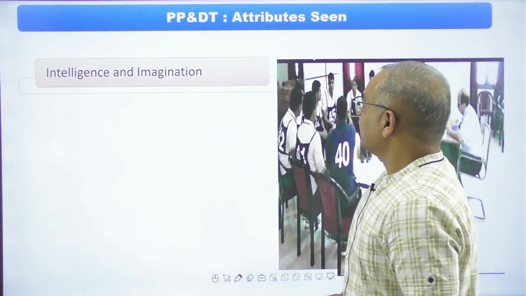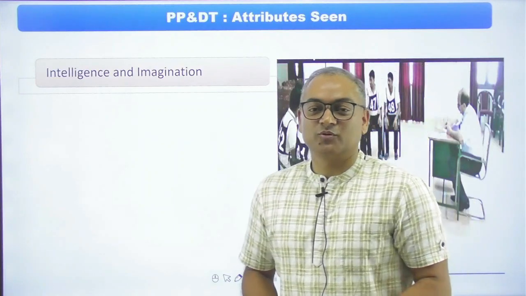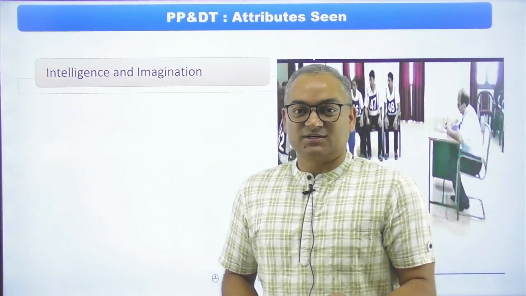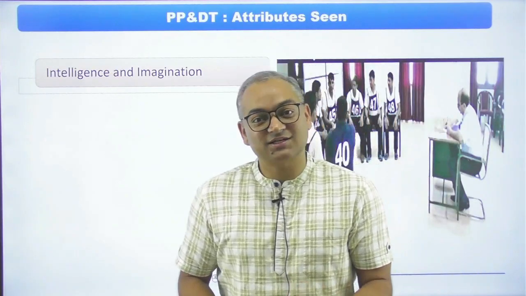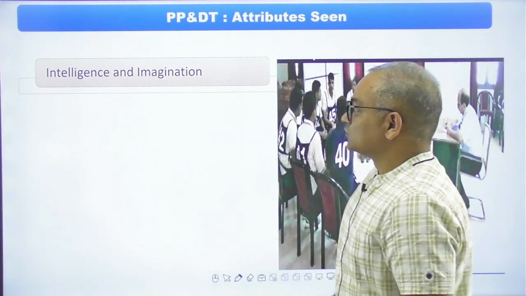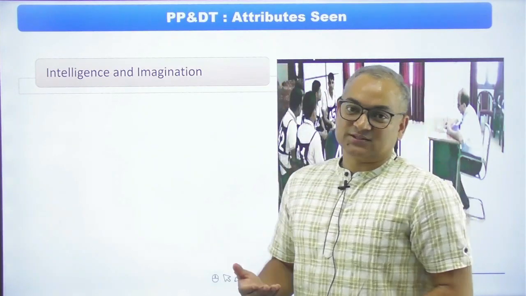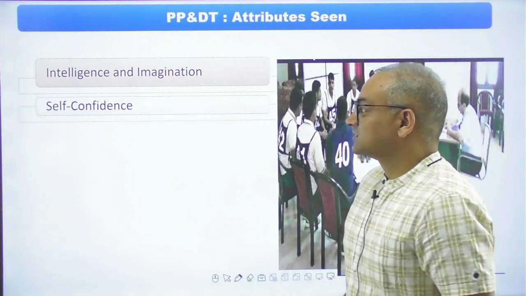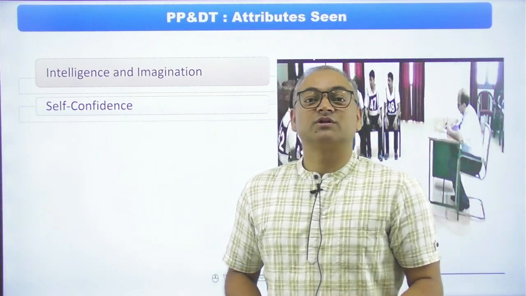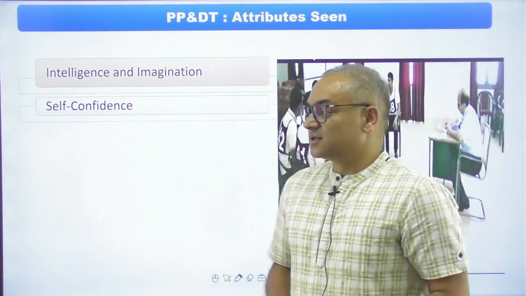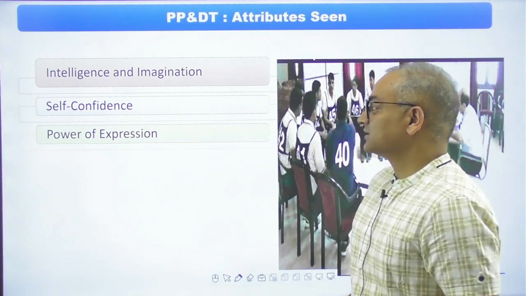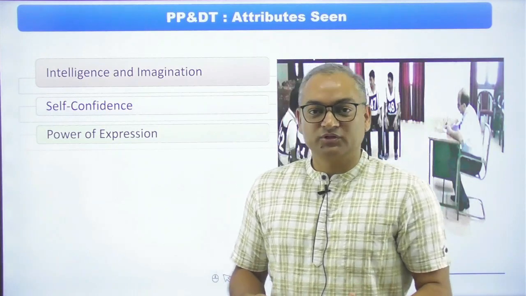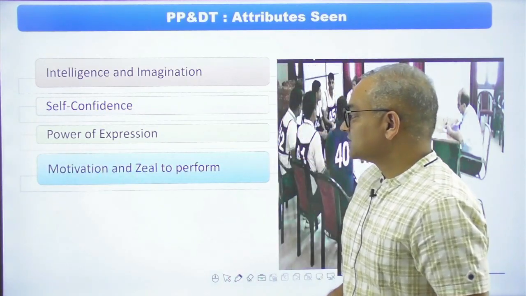And then what are the various attributes which have been assessed? During your PP&DT, all the 3 assessing officers of the board are present. So each and every candidate will be assessed by them on these parameters. Your intelligence and imagination will be assessed by all the 3 officers, and then your self-confidence, that is, once you are narrating your story, what is the confidence of the candidate while narrating the story amongst the group members, and then power of expression, that is, how well a candidate is able to communicate to the group. And then motivation and zeal to perform.